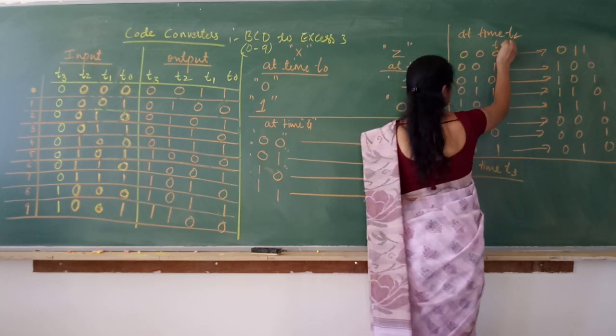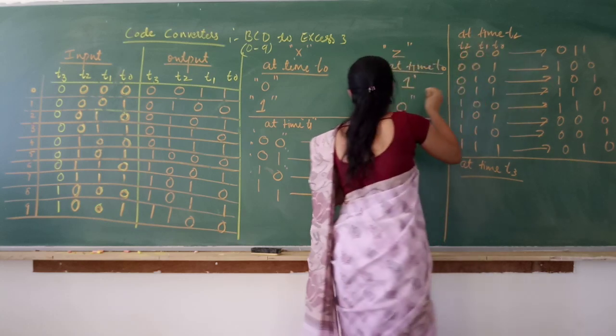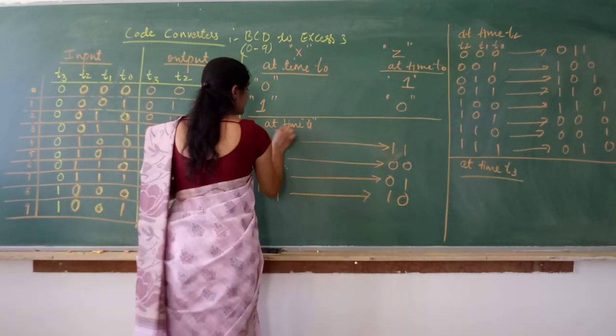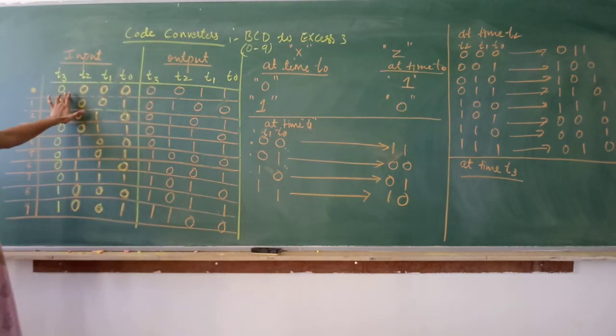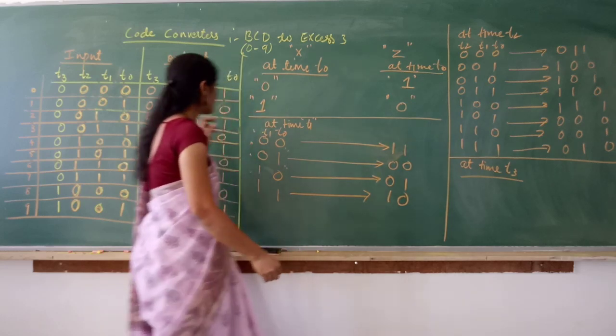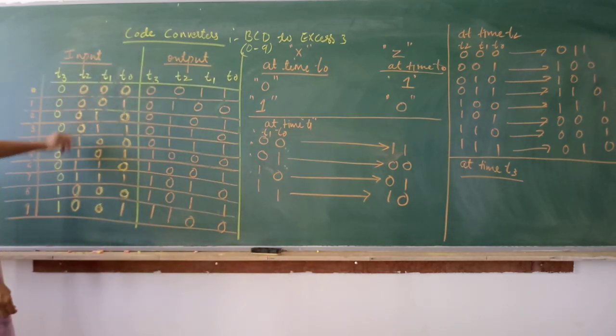So what is this? This is t0, t1, t2. This is just t0. This is t0, t1. So at time t3, now all the 4 bits will be received. So which are the 4 bits? You can write 0 0 0 0, till 1 0 0 1.